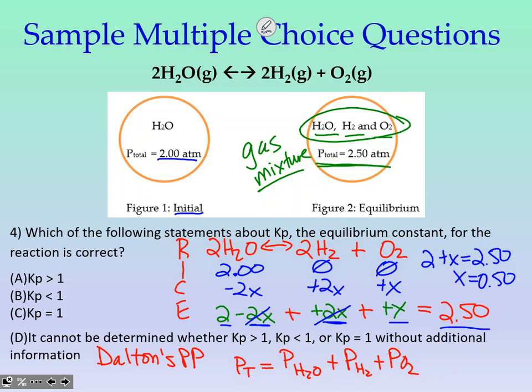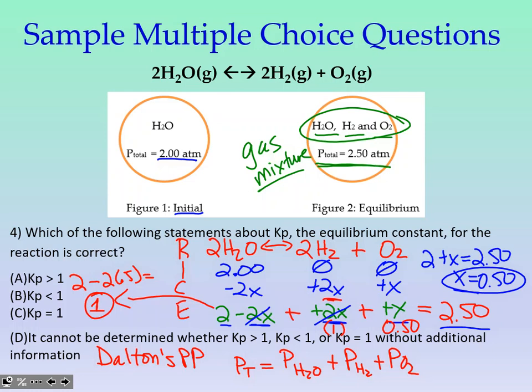So this one, they're asking you to apply Dalton's law of partial pressure to get the answer there. Now that we have this, we can figure out our equilibrium partial pressures. So here, for this one, 2 minus 2 times 0.5, that's going to be a 1, right? 2 times 0.5 here, that's also going to be a 1. And this one's just 0.5. Can we figure out Kp now? Hopefully that's a yes. We can figure out Kp.